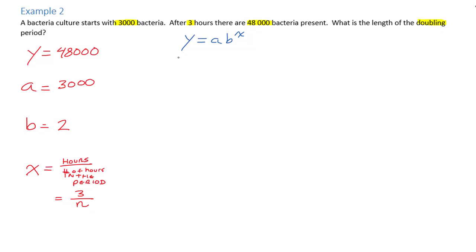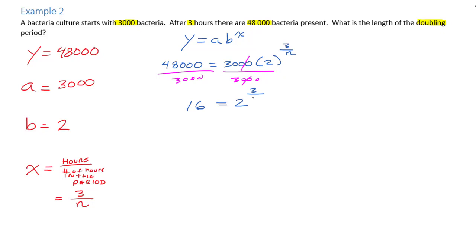All right, so here we go. Let's sub everything in. I got 48,000 equals 3,000 times 2 to the power of 3 divided by n. And you can use whatever letter you want for that, okay? So what are we going to do first? Well, we're going to have to divide both sides by 3,000 to eliminate that 3,000 there. Okay, so I do that, and 48,000 divided by 3,000 is 16 equals 2 to the power of 3 divided by n. Now, we need to solve for n.